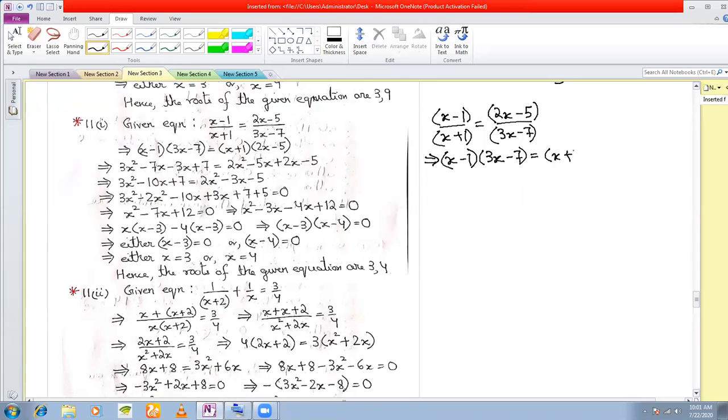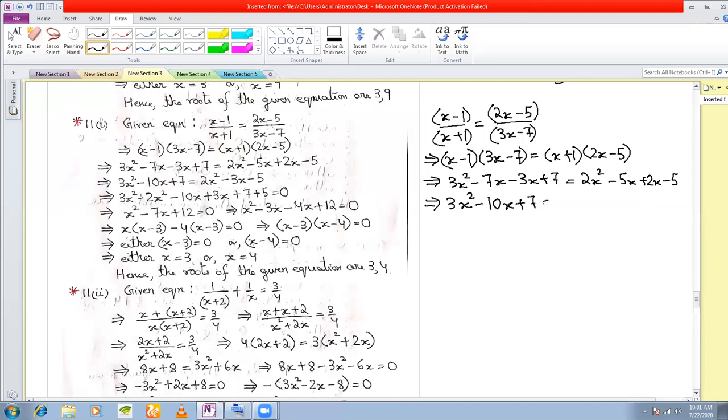So cross multiplying, and then you multiply: 3x square minus 7x minus 3x plus 7 is equal to 2x square minus 5x plus 2x minus 5. Simplify the left and the right hand side. 3x square minus 10x plus 7, 2x square minus 3x minus 5.